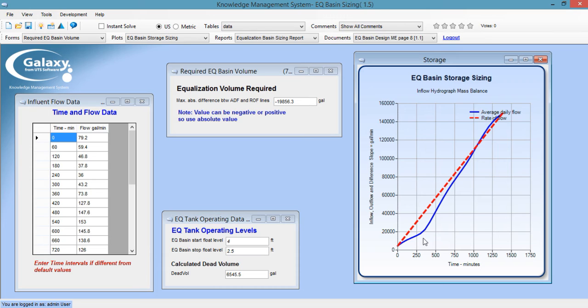The blue line is the cumulative values of this. So this would be the amount of flow that came in during this period of time, and this blue line is just the sum of it. So we start off with 0 and we go up to 20,000, 40,000, and so on and so forth. The red line is automatically calculated that over the course of a day we would want to pump at this rate so that we would start out empty and wind up empty at the end of the day. The maximum difference between the red line and the blue line is the volume that we're talking about. That would be 19,856 gallons.